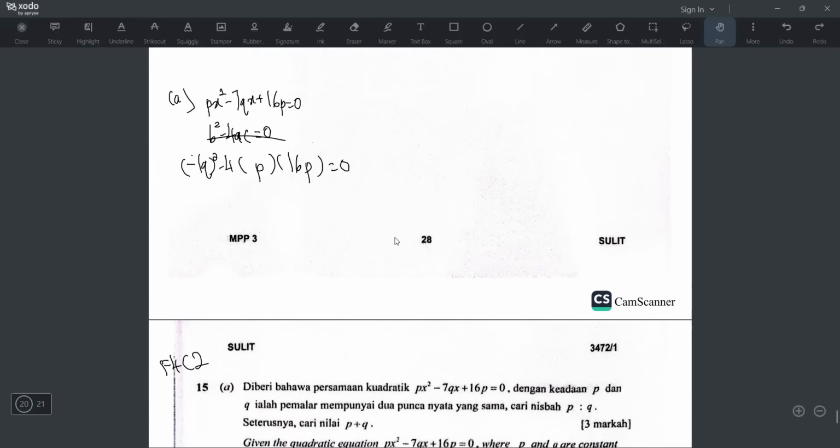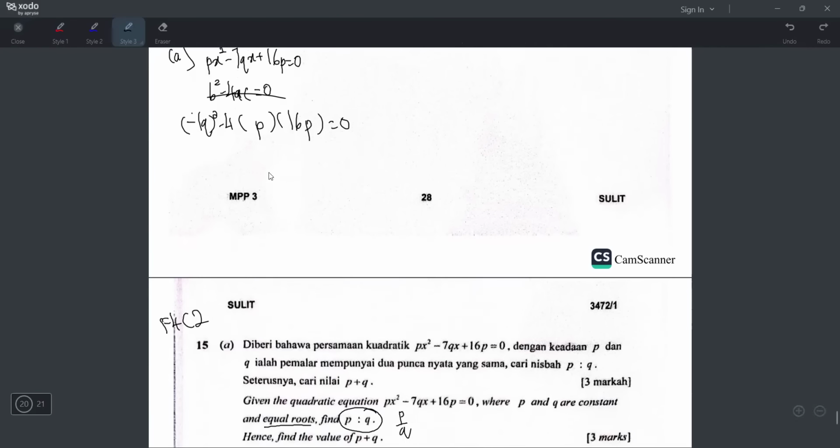That's all. Okay. So again, what's the step? Jadikan P on one side, Q on one side. So let me show you how I do it. Okay, the negative 7q square, you get 49q square, because when you square the negative number, it becomes positive. And then the negative 4 times p will be negative 4p. But negative 4p times 16p will be negative 4 times 16 is 64, pp will be p squared like that. Right?